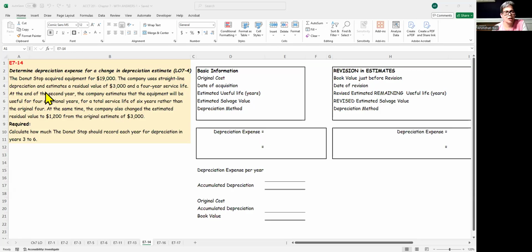In exercise 7-14, we're going to take a look at depreciation expenses when there is a change in an estimate. So let's start out by reading the basic information given to us.